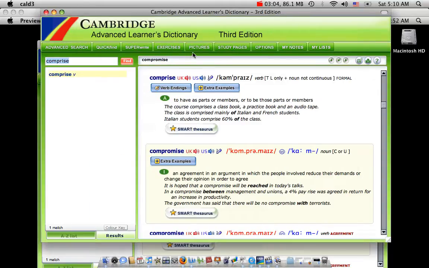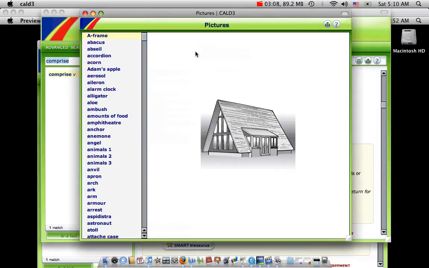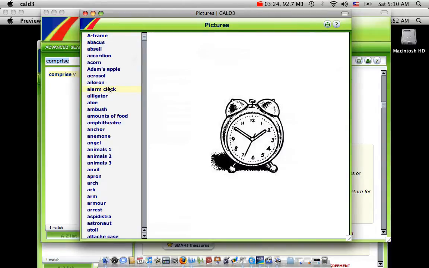Well, the next one is the picture dictionary. If you have Cambridge Advanced Learners Dictionary, I don't think that you have to buy an extra picture dictionary. You can see pretty much everything here visually. If I want to, let's say, see alarm clock, it looks like this, in black and white. And the next one, let's say animals.